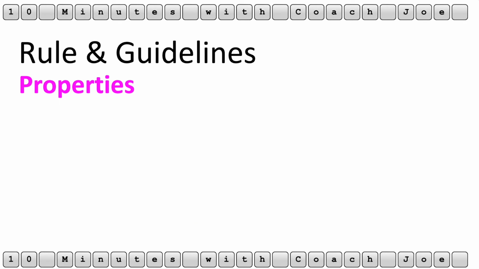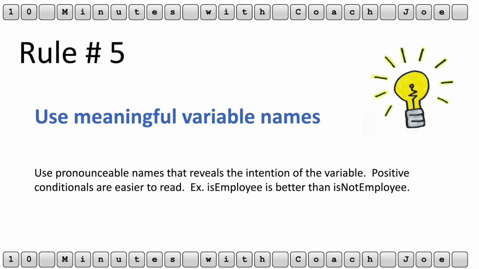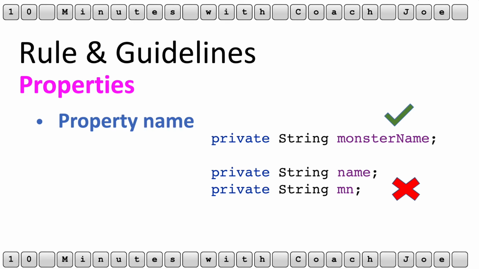The properties. The first rule or guideline is property or variable names. Coach Joe rule number 5 states, use meaningful variable names. Use pronounceable names that reveal the intention of the variable. Monster name is more meaningful than either name or MN. The name needs to be crystal clear for you and other developers today and 6 months from now.